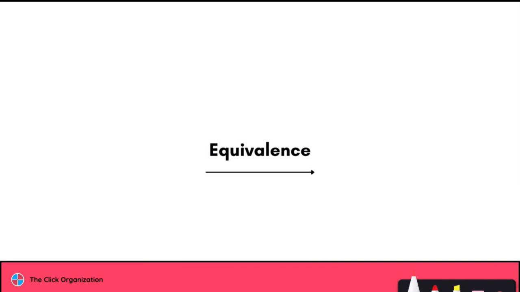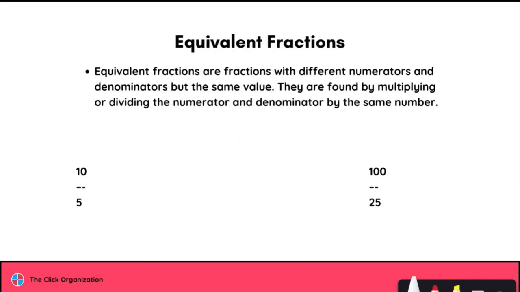Okay, now we have our last part, which is equivalence. We have another part in fractions called equivalent fractions, okay? Equivalent fractions are fractions with different numerators and denominators, so basically different numbers, but the same value. They have the same value. And in order to find an equivalent fraction for another fraction, we need to multiply or divide the numerator and the denominator by the same number. Take a look at this.